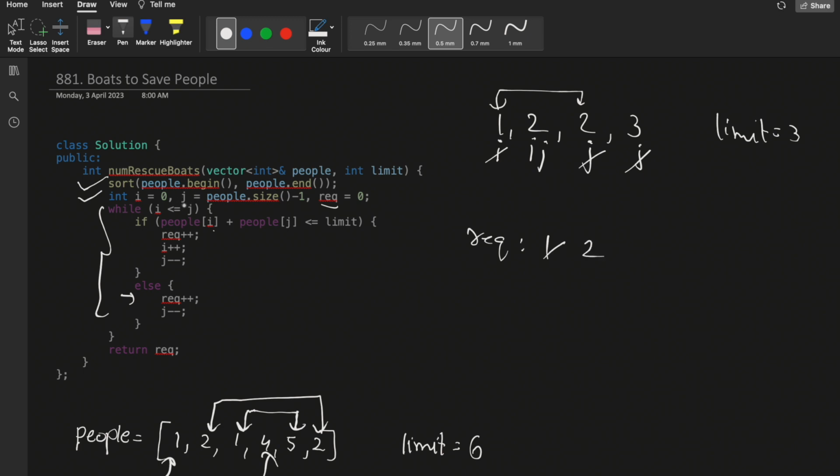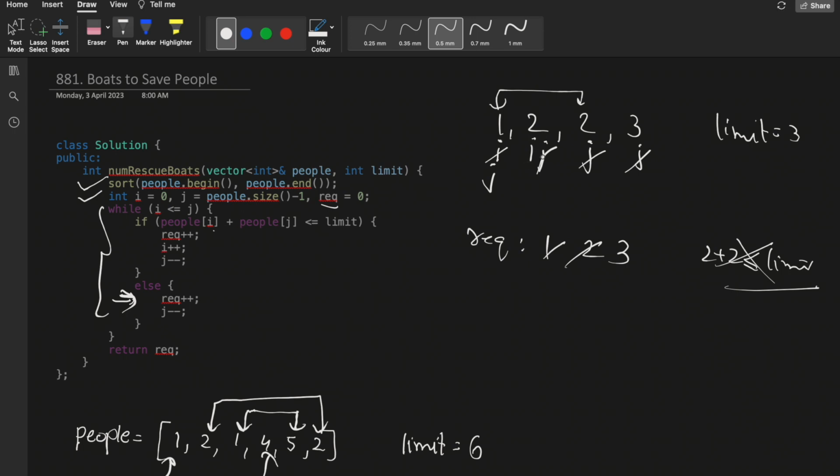Now again the while loop will be initiated, since i is less than or equal to j. They are equal, which means this condition is also satisfied here. Now you will check people of i plus people of j less than or equal to limit. So here we will try 2 plus 2 less than or equal to limit. Now this is not satisfied, so we will hit the else part again, right? So the requirement would be incremented to 3, and we will simply do j minus minus. That means j would shift to here and i would be at this point only.